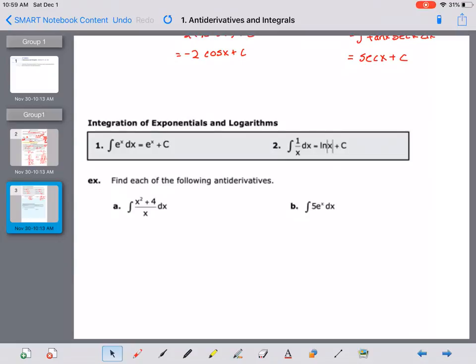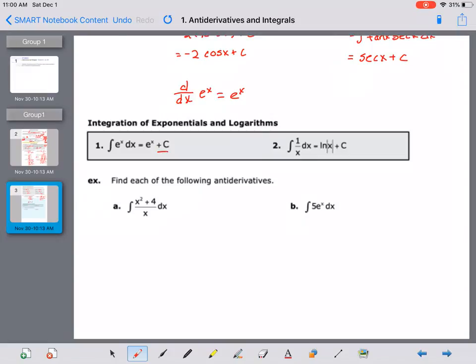Okay, that leads us to our next two integrals really quickly. So we know that the derivative with respect to x of e to the x gives us e to the x, which means if I take the antiderivative of e to the x, I get back to the same thing. Even in the integral process, e to the x does not change. e to the x stays e to the x, and then of course a plus c for that integration.